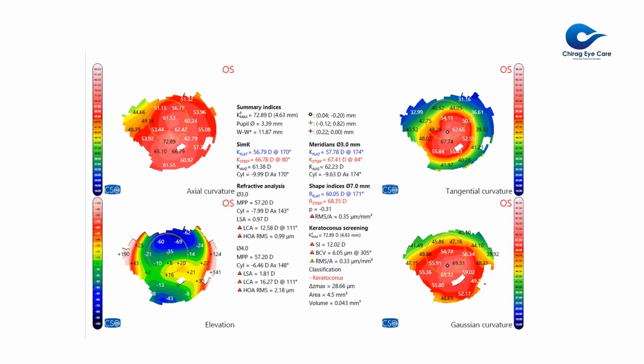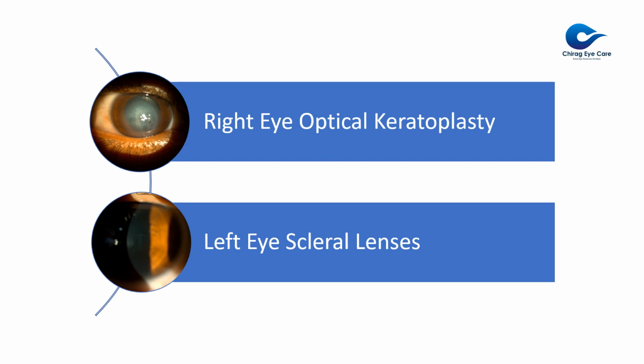We went ahead and performed a corneal topography for this patient, and as you can see here, this is a sea of red, just signifying how advanced the keratoconus is. She had a Kmax of 72.89 diopters, which makes you understand the magnitude of the problem she was facing. So now we had to plan regarding the management for this patient. For the acute hydrops in the right eye, we needed to plan an optical keratoplasty. For the advanced keratoconus in the left eye, we needed to plan for scleral lenses because collagen cross-linking was out of the picture here.